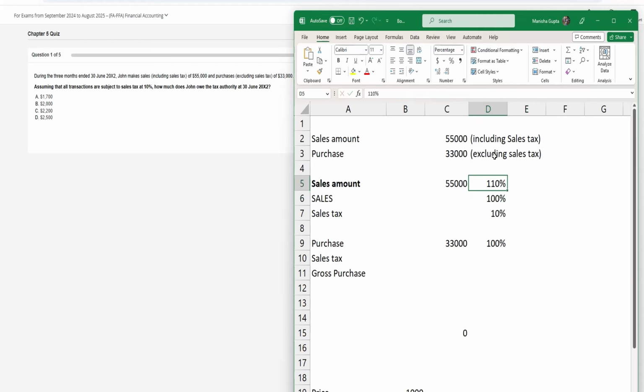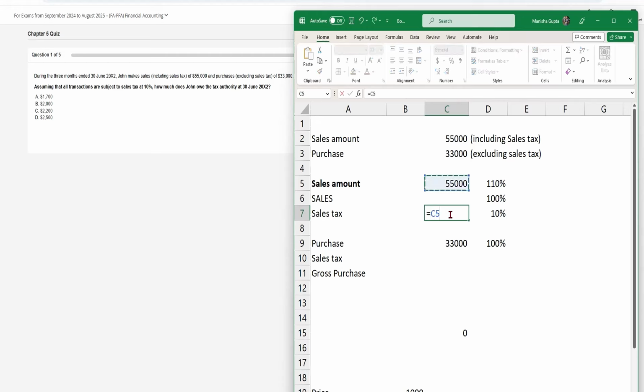Why? Because they said it includes sales tax. So our sales value is 100%, including the sales tax of 10%, this will make in total 110%. So that means this 55,000 is 110%. So now we need to calculate the sales tax value, and how can we calculate it?